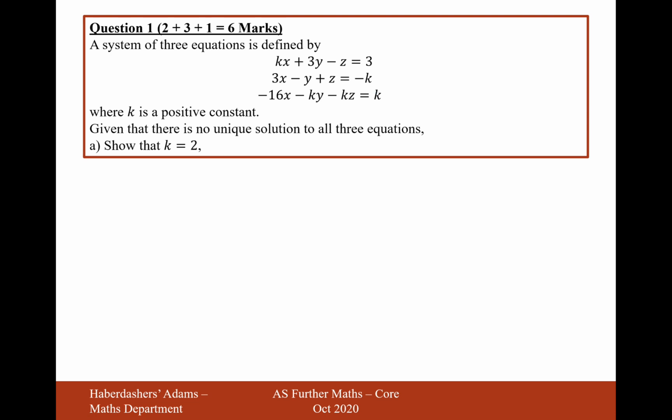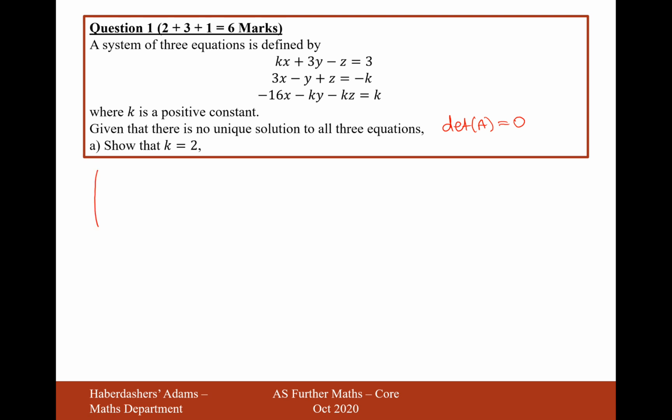Given that there is no unique solution to the three equations, as soon as I read that line, that tells me that the determinant of this matrix is going to equal 0, because if there was a unique solution, I'd be able to inverse the matrix and move it to the other side and find that unique solution. But given that I can't, the determinant is equal to 0. So show that k is equal to 2.